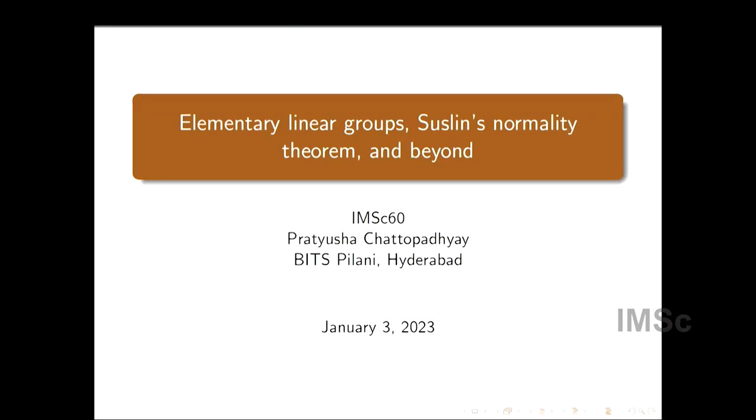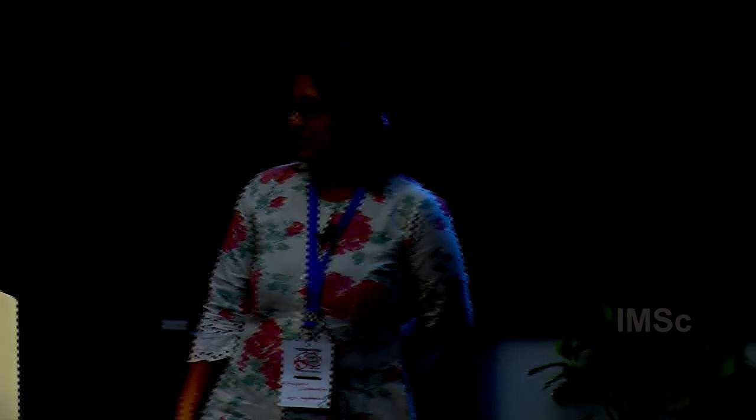As the title suggests, I will begin with the elementary linear group and Suslin's normality theorem for the elementary linear group. But many people have identified that the analog of Suslin's normality theorem can be proved for many other groups as well. As I go on, I will recall the definitions and state the theorem in those setups.